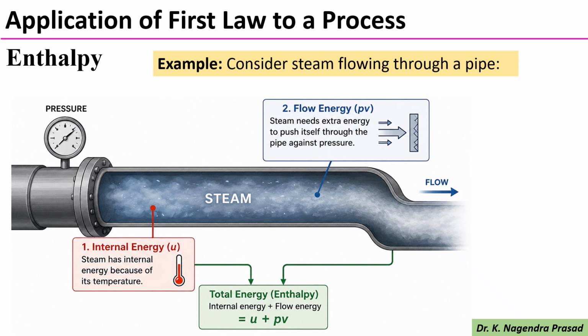Let's see one example. Consider steam flowing through a pipe. In this example, steam has two energies. One is the internal energy, small u, which means steam has internal energy because of its temperature. The second energy is the flow energy, which is PV. Steam needs extra energy to push itself through the pipe against the pressure. So enthalpy means total energy, which is the summation of internal energy plus flow energy, which means enthalpy, small h, equals u plus PV.